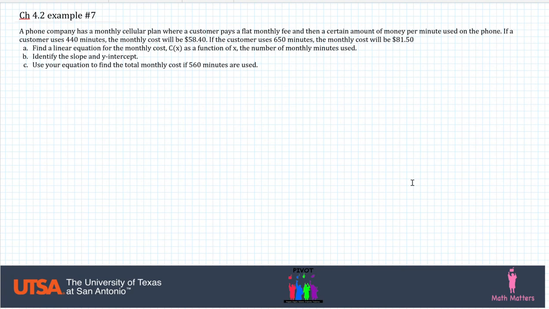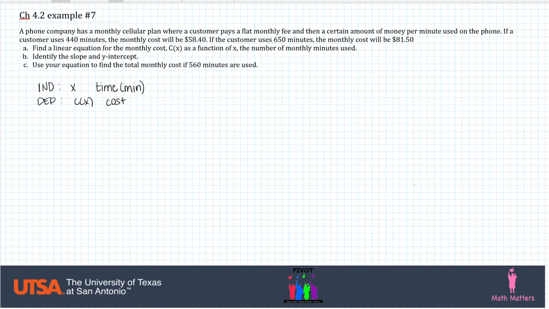So the first part asks us to find a linear equation for the monthly cost, C of x, as a function of x, which is the number of monthly minutes used. So in this example, we have our independent variable x, which is the time in minutes per month. And then we have our dependent variable, C of x, and this is the cost.